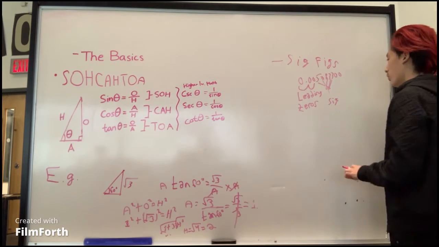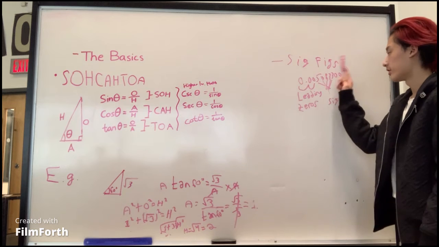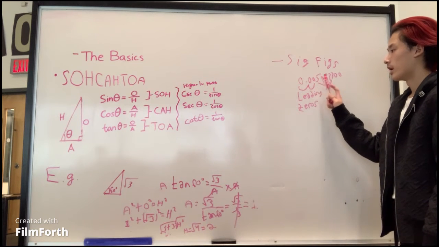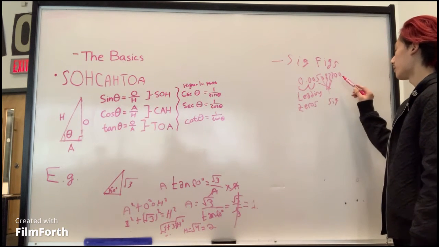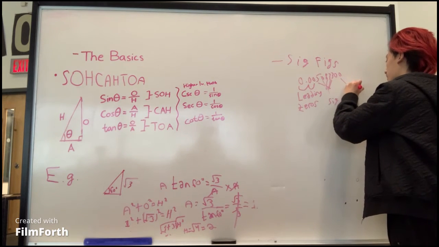And lastly, we also have trailing zeros. Trailing zeros after the decimals are not the same as before the decimal. I'll explain in a bit, but basically, trailing zeros are also considered significant.